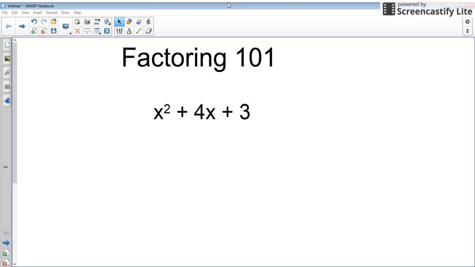Welcome to Factoring 101. This is for those of you who still are a little unsure with how to factor basic polynomials, such as this one right here. So let's go ahead and talk about this. And I think the thing that we need to ask ourselves is, before we ask, how do you factor this?